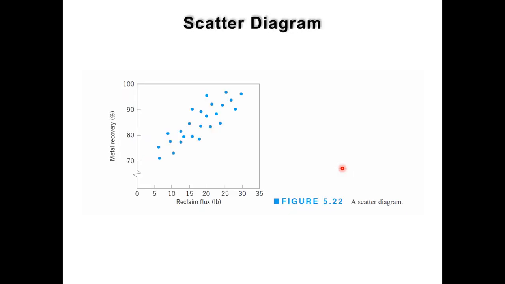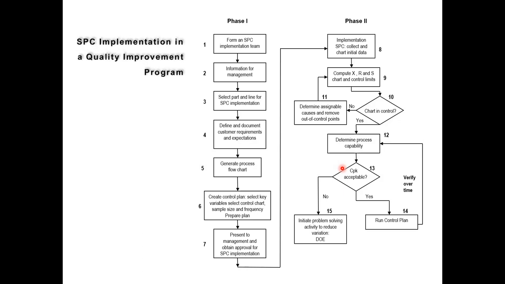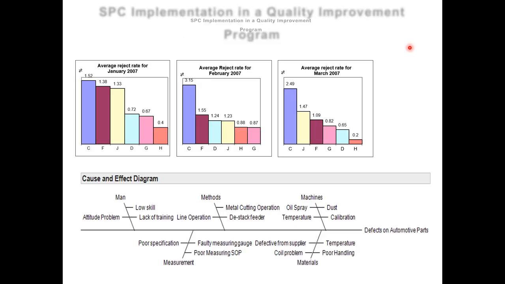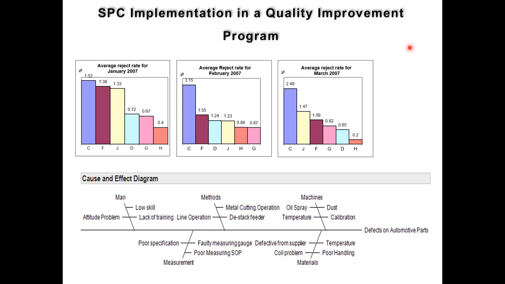Next is the scatter diagram. You are quite familiar with the scatter diagram; this is like a scatter plot. You know how to come up with a scatter diagram or scatter plot. This is an example of how SPC implementation has been done under a quality improvement program. You have phase 1 and phase 2. You can have a look here at what can be done under phase 1 and exactly how you come up with the control chart under phase 2.